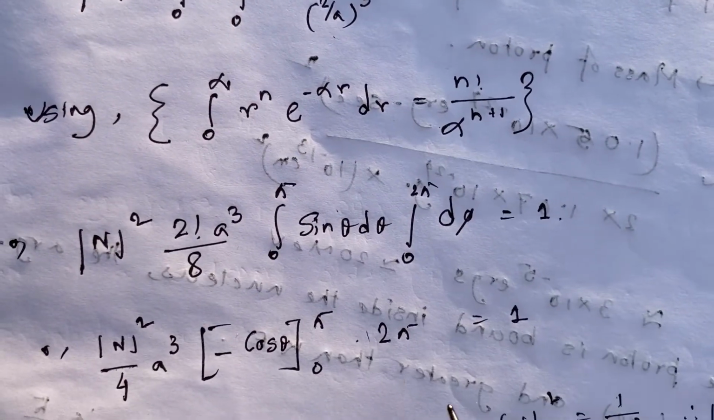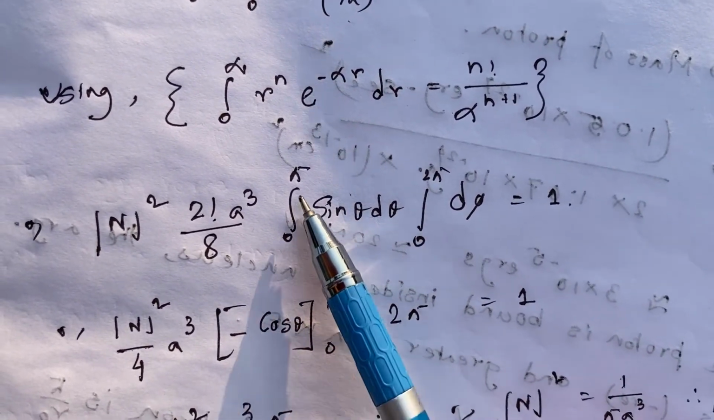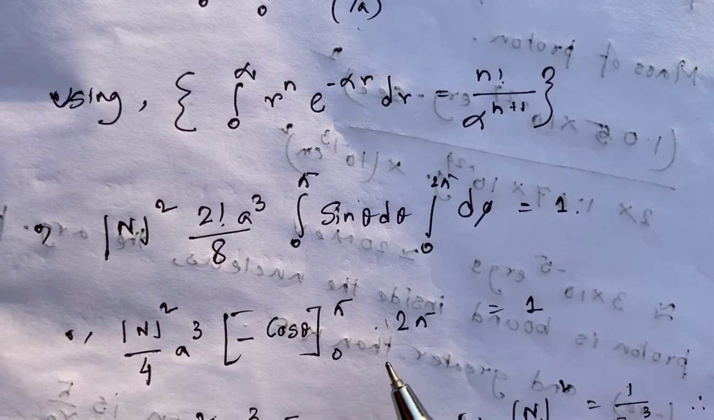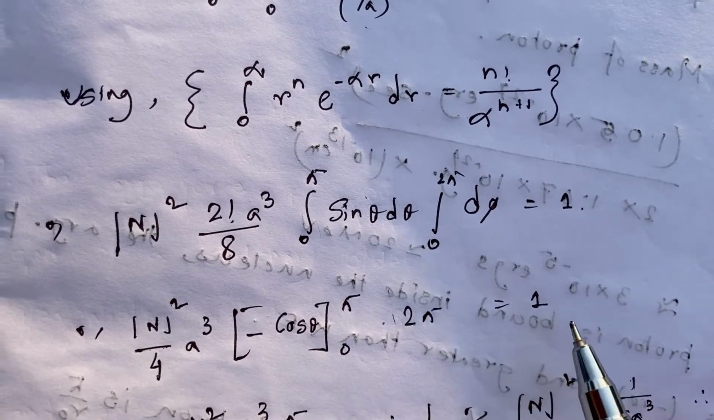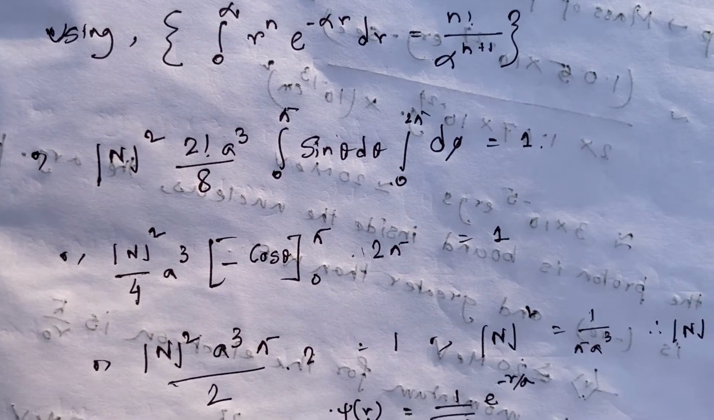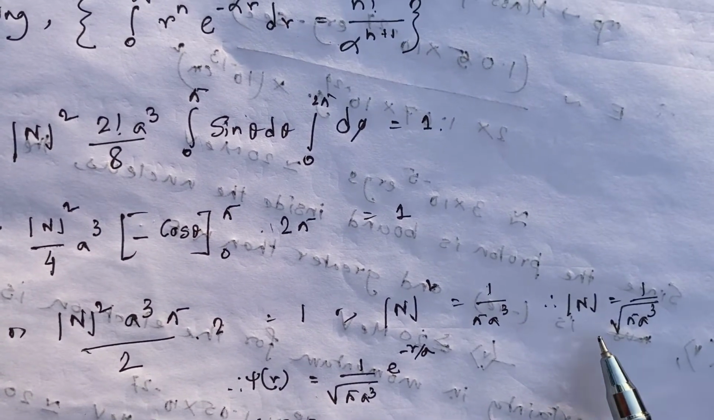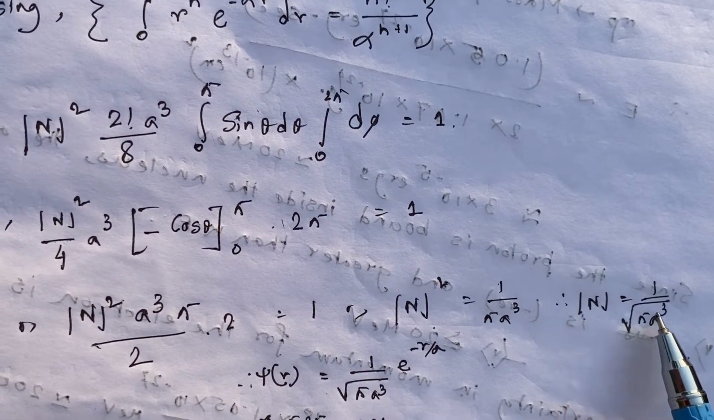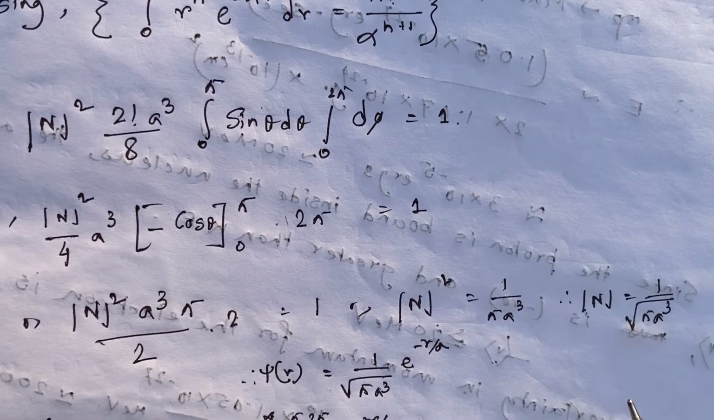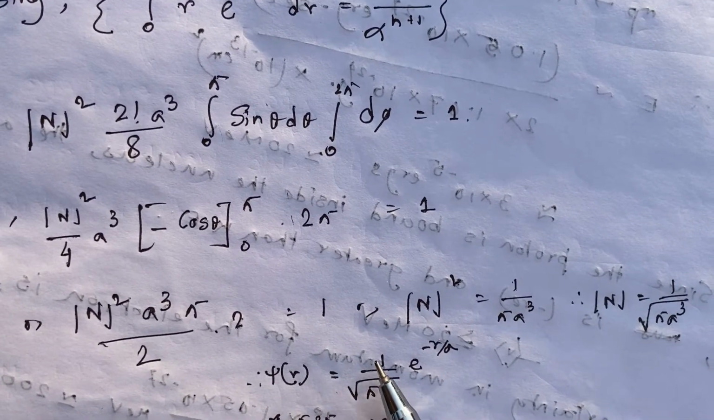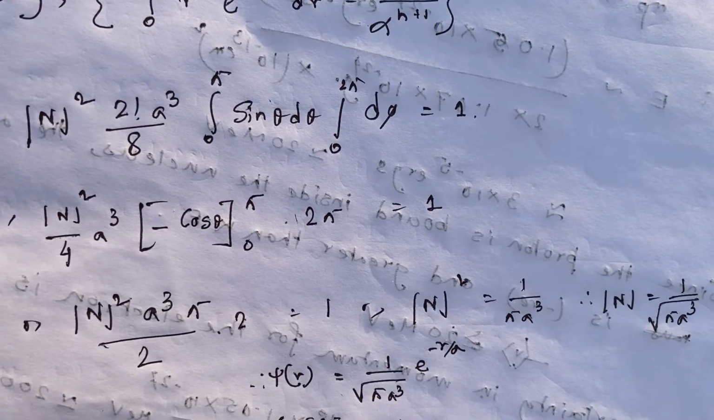Now we need to apply the limits on these two integration terms, and we have found this. This is a very trivial one, and from this we have calculated the normalization constant, which is equal to 1 by root over pi a cube. So my wave function becomes 1 by root over pi a cube e to the power minus r by a.